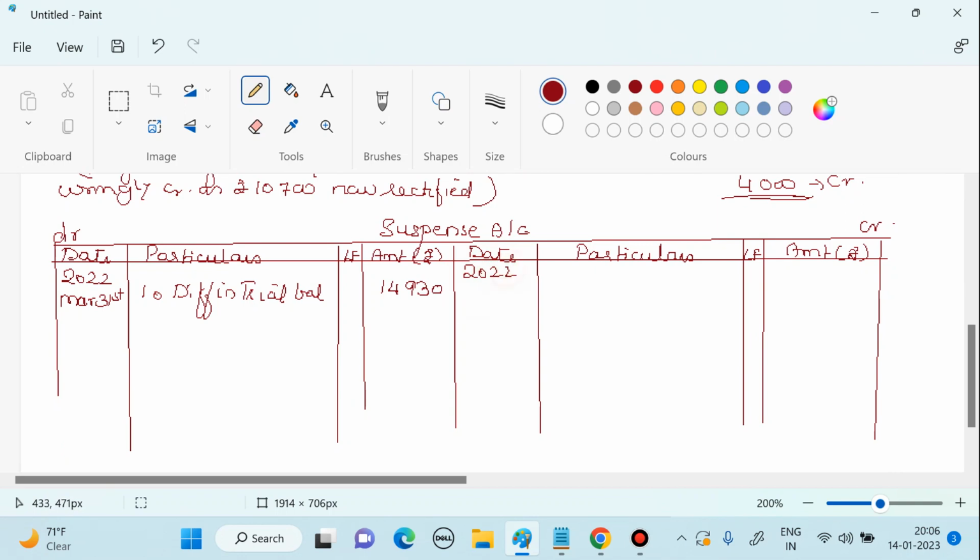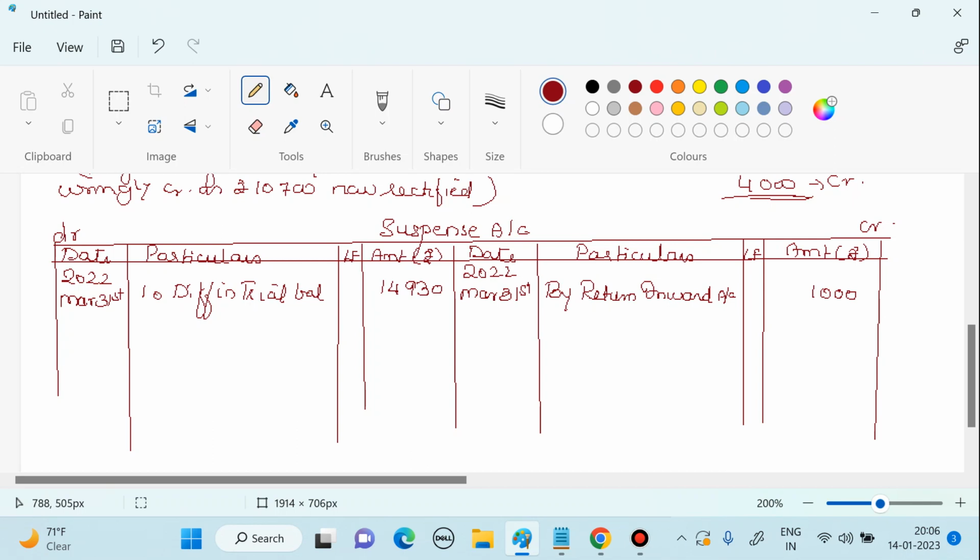All these entries are passed at the end of the year, 31st March, in the journal proper as a rectification entry. So you would have Sales Return Inward account, 1,000. Next, purchase, furniture account debit to purchases account. Suspense account is not involved.